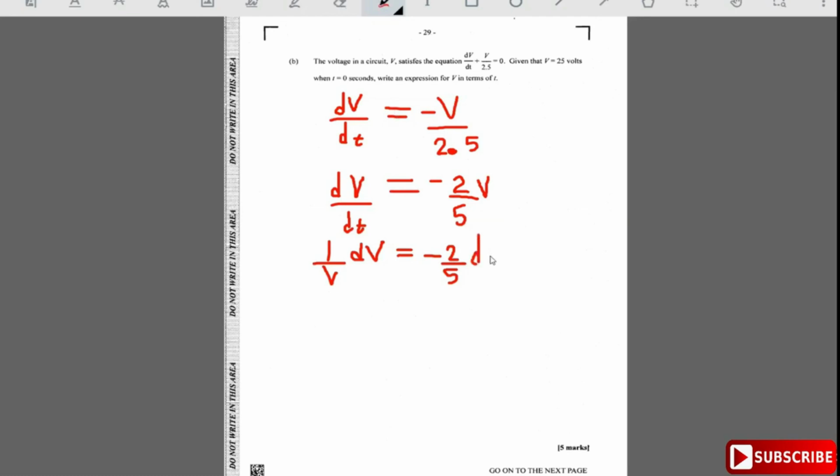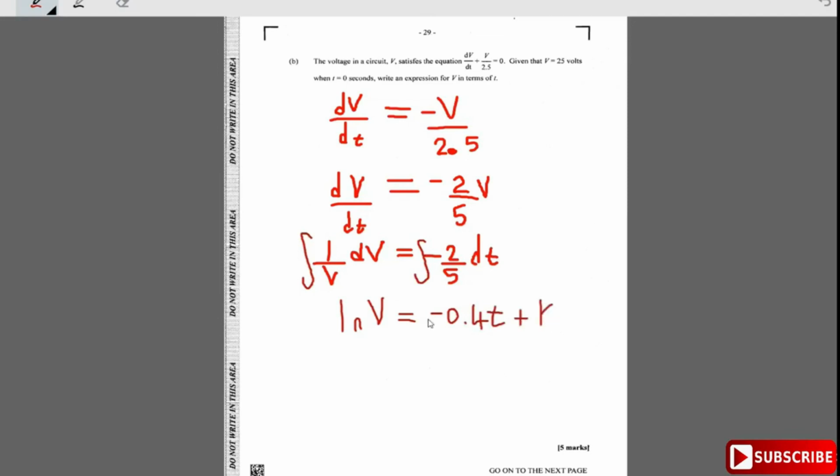Okay. Now once I get that, what I need to do is integrate both sides. When I integrate both sides, I get the integral of 1 over V, which gives me ln V. Integrating this side, I get minus 2 over 5, which I'm going to write as 0.4. That's minus 0.4 T plus some constant K.